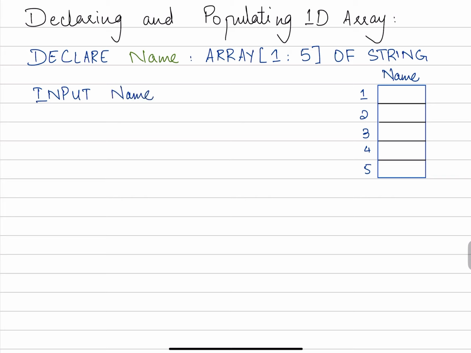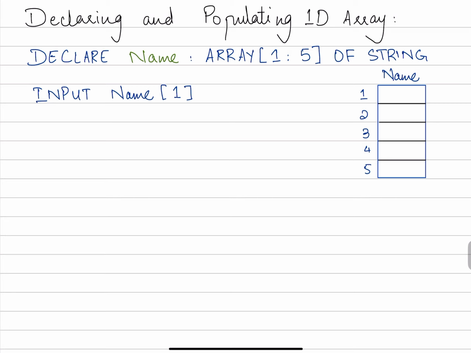But I always tell my students that, okay, you wrote INPUT name, so it's going to take a name, but on which floor is it going to store? Did you tell the address? Did you tell the index? The answer is no. So for telling the index, you can write INPUT name[1].